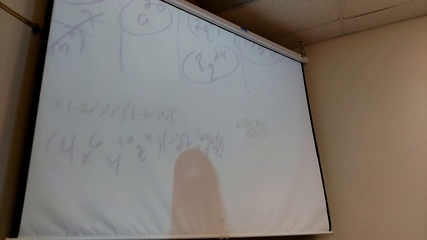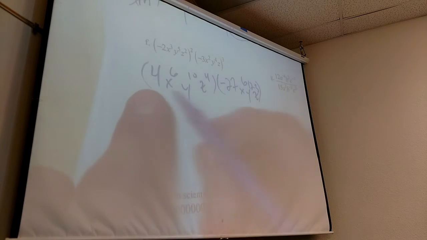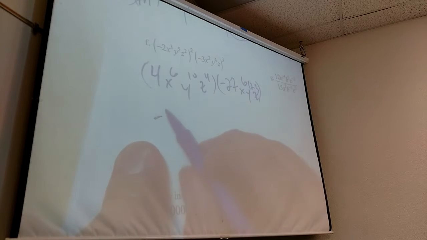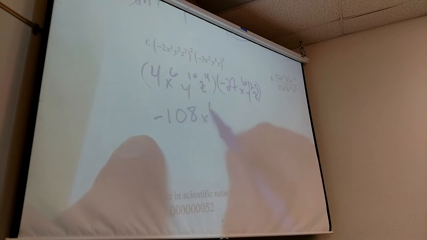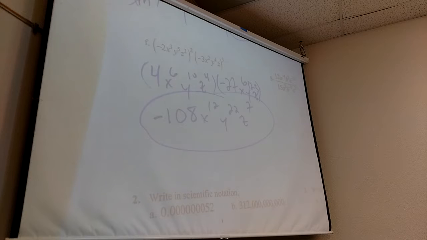And now it's just like this problem was, just with kind of bigger numbers. 4 times -27 comes out to be 108. How many x's total? 12. How many y's? 22. How many z's? 7. So exponents really are just a way to consolidate how many whats am I multiplying. That's why the properties are the way they are.